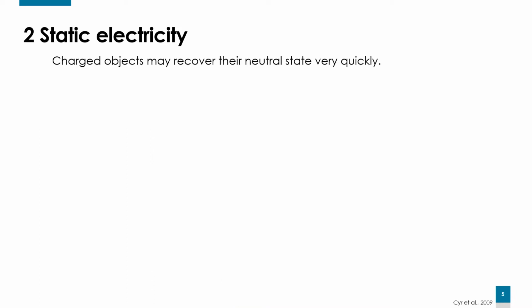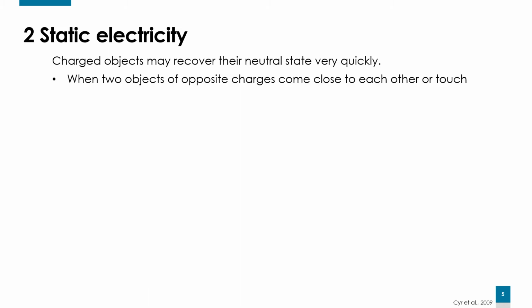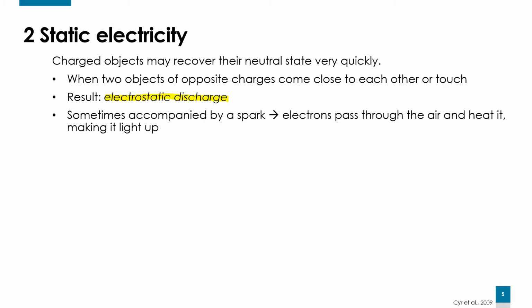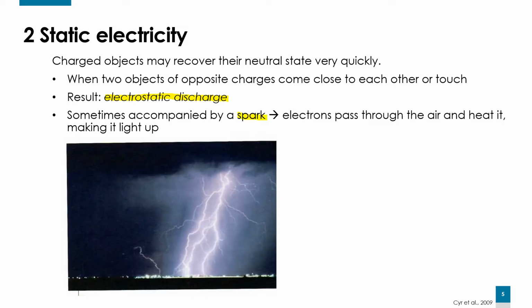Another property is that charged objects recover their natural state very quickly. When two objects of opposite charge come close to each other, they recover their neutral state when they touch each other. We call this electrostatic discharge. For example, it's always accompanied by a spark.